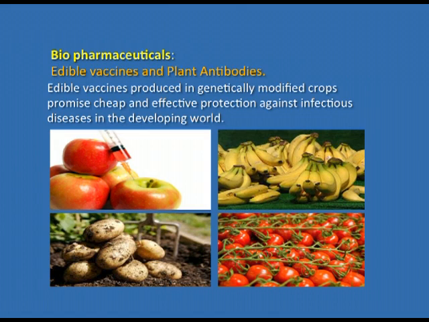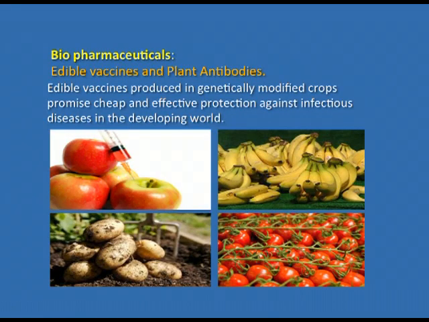Now, biopharmaceutical is a recent concept. Bio means living, pharmaceuticals are medicinal elements. Here under biopharmaceuticals there are 2 categories: edible vaccines and plant antibodies. Now, what are vaccines? Vaccines are any organism which, once administered into an individual, will confer immunity against a disease. Now, edible vaccines are ones that we take regularly as our food. Edible vaccines are produced in genetically modified crops, which holds a promise to produce cheap and effective protection against infectious diseases in the developing world.